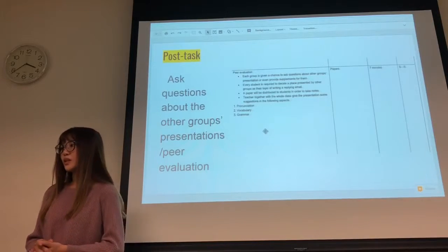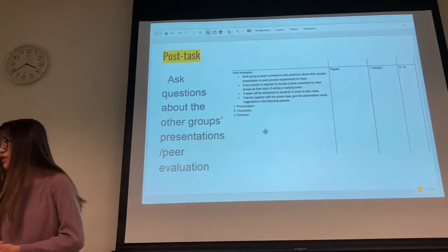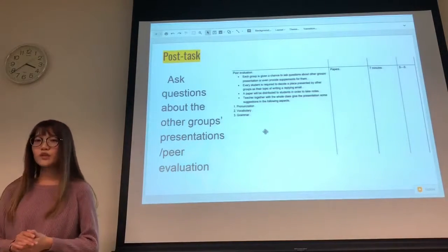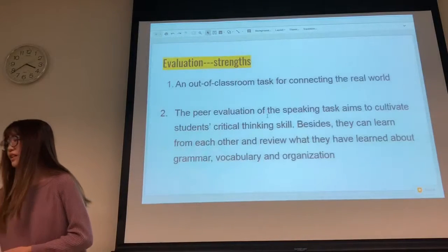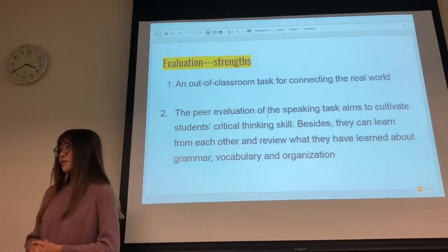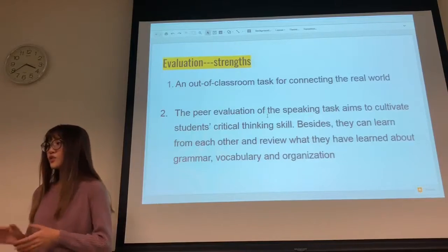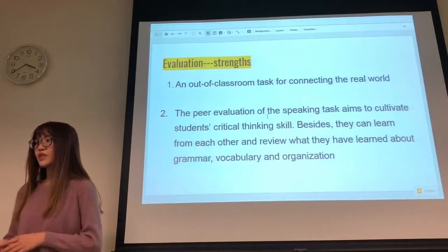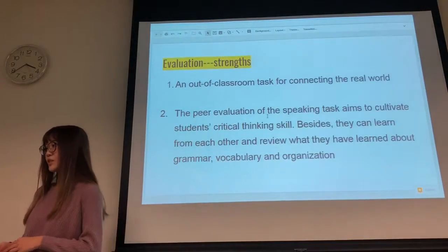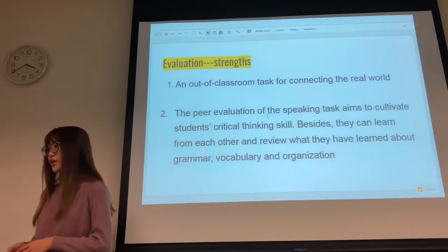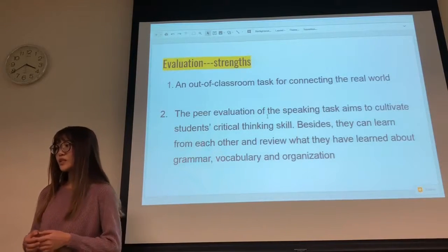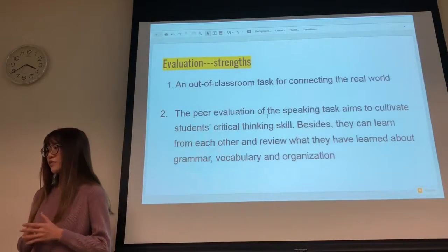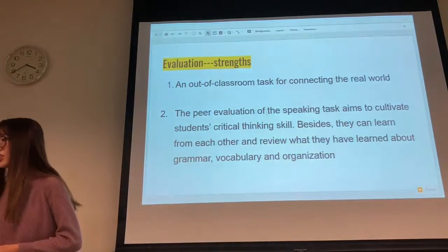When it comes to the host task, students should ask questions about the other group's presentation, and a peer evaluation is compulsory for each student. And here is my evaluation. The strength is mainly focused on an out-of-classroom task for connecting the real world, because students should go to the real place, take photos, and do the plan before completing their presentation. What's more, the peer evaluation of the speaking task aims to cultivate students' critical thinking skill. Besides, they can learn from each other and review what they have learned about grammar, vocabulary, and organization.